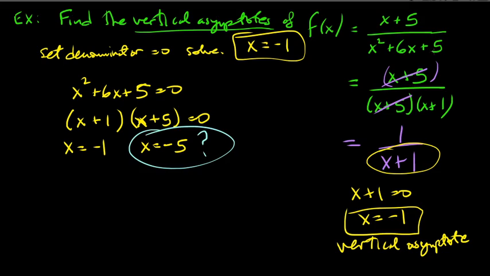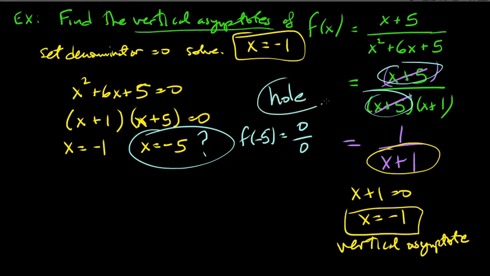Well, that came from setting the denominator to 0, but notice the numerator is also 0. So if x is -5 and you try plugging it in, you get 0 over 0. And if you remember, that's a good indication that you just have a hole in the graph. So at x equals -5, this is not a vertical asymptote. It's just a hole in the graph.